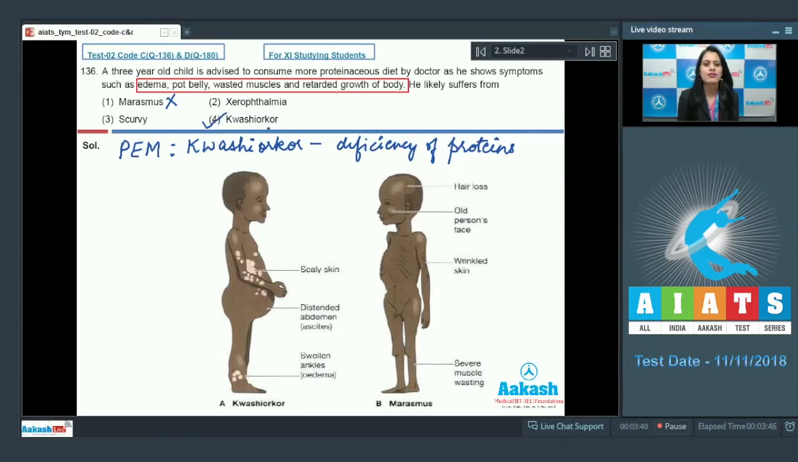Option number 2 is xerophthalmia. And xerophthalmia is a disease which is caused due to the deficiency of vitamin A. So this cannot be a correct answer. And option number 3, that is scurvy. Scurvy is a disease which is because of the deficiency of vitamin C. So this cannot be a correct answer. So the correct answer for this question is option number 4. Let's proceed to the next question.